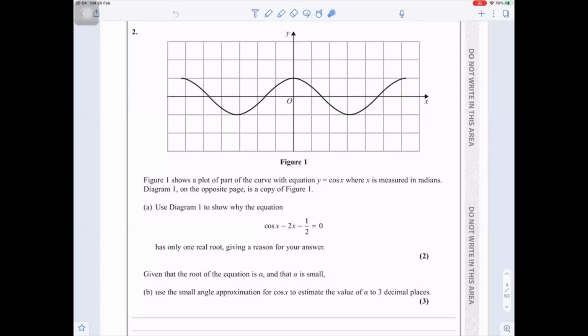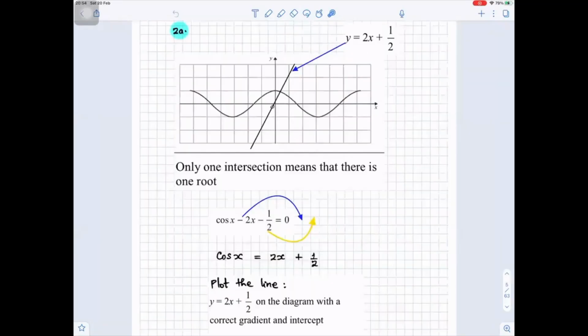Question number 2. Figure 1 shows a plot of part of the curve with equation y equals cos x, where x is measured in radians. Use diagram 1 to show why the equation cos x minus 2x minus a half is equal to 0 has only one root. Only one intersection means there is only one root. There's only one point of intersection between the line and the curve. That's the curve there, and that's the straight line. It's only one point of intersection, that means there's only one root.